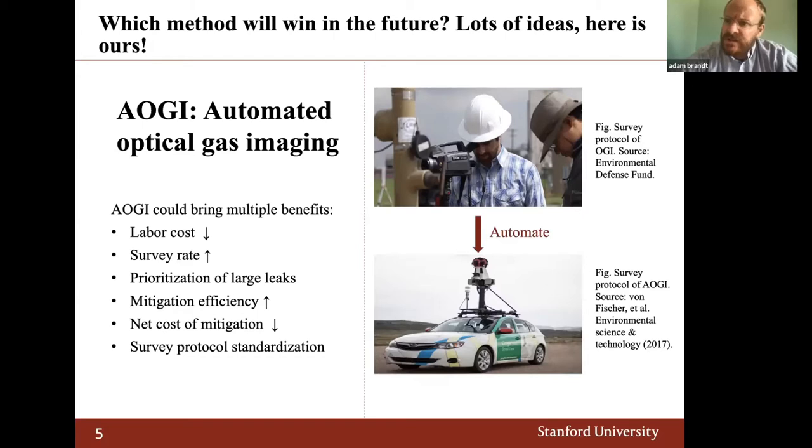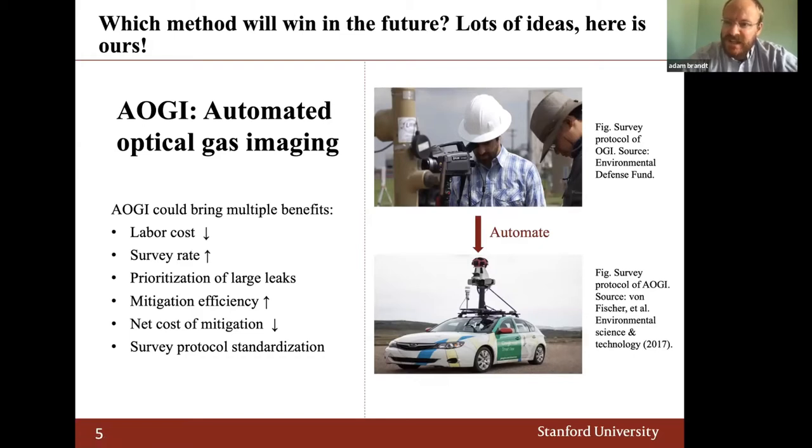So we're calling it AOGI, automated optical gas imaging. Automated optical gas imaging aims to take Jacob, sorry, and put them out of a job. This is not socially useful, to pay people to run around with cameras.